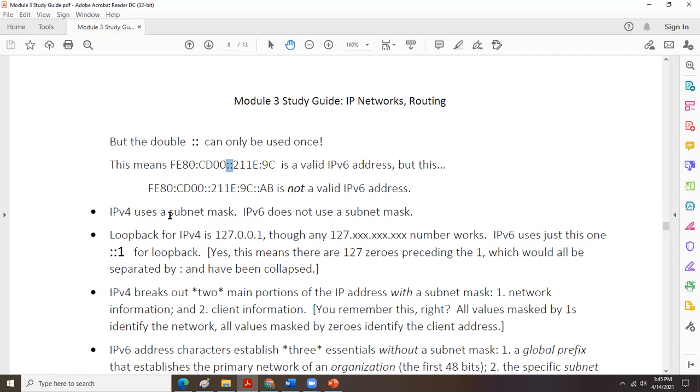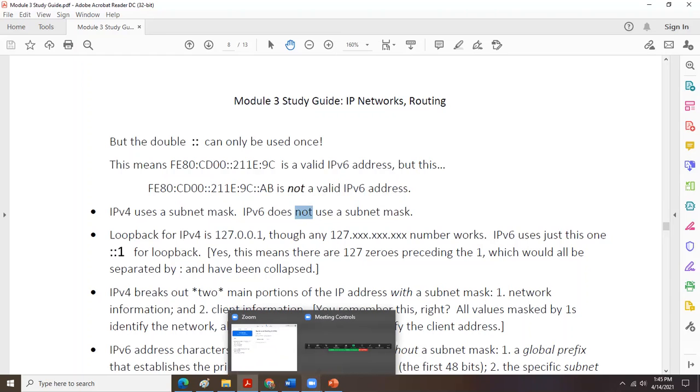IPv4 uses a subnet mask. IPv6 does not use a subnet mask. I'm going to try to trick you on your next assessment by talking about the subnet mask for the IPv6 address. That's wrong. Okay? Don't let me trick you.